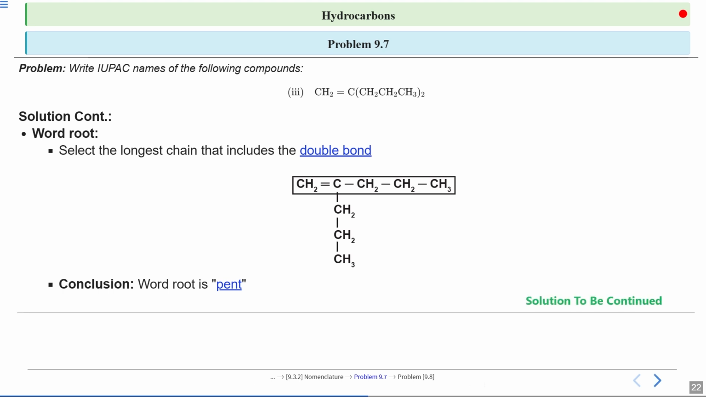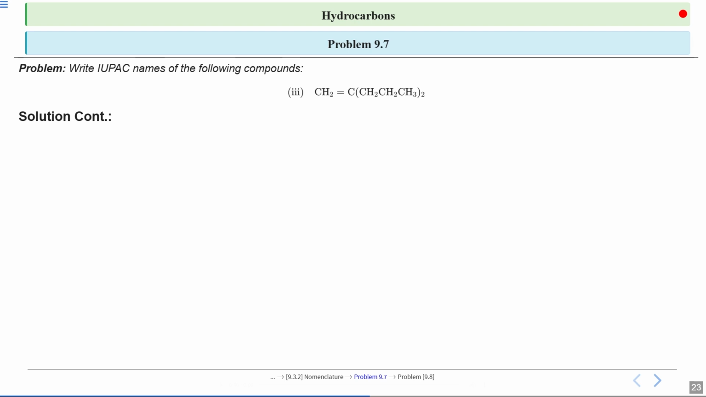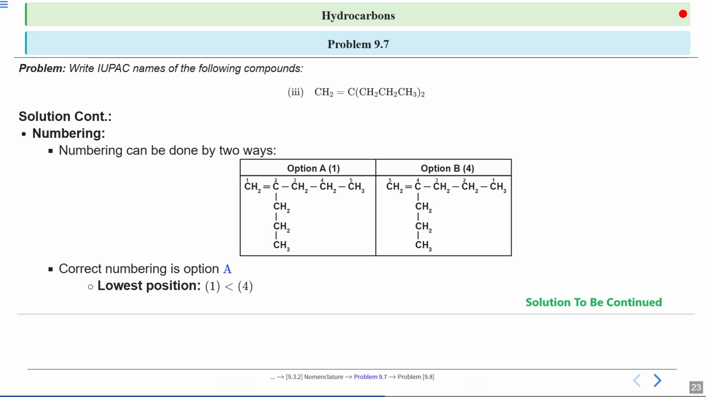Now moving on to the third step. What is the third step after deciding the prefixes and suffixes and assigning the word root? It is numbering. Numbering is crucial here and it can be done in two ways. Either option A, where the position of the substituent is 1, or option B, where the position of the substituent is 4. The lowest position is obviously in option A because 1 is less than 4. So option A is the correct numbering.